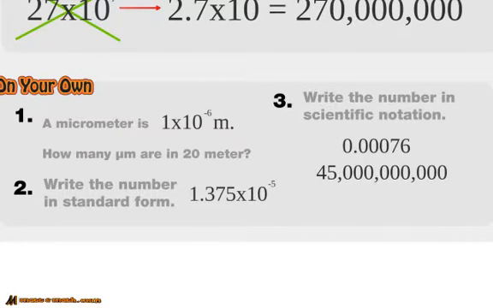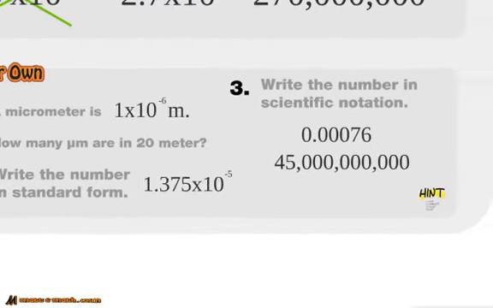And then on 3, you're going to write the number in scientific notation. Definitely remember, you move the decimal place all the way in, so you've got one number in front to the left of it, and then you count how many spaces you moved that decimal place, and that's the number that goes up above the 10. All right, you got it? Not too bad, huh? Here are the hints.